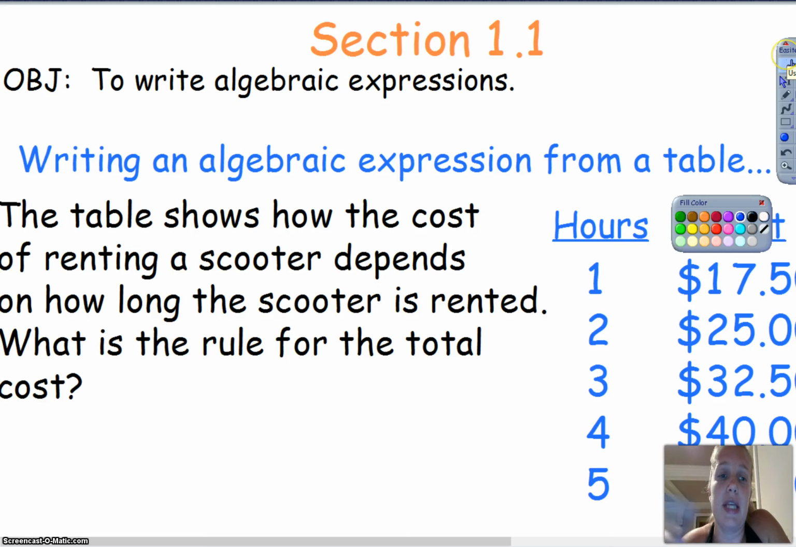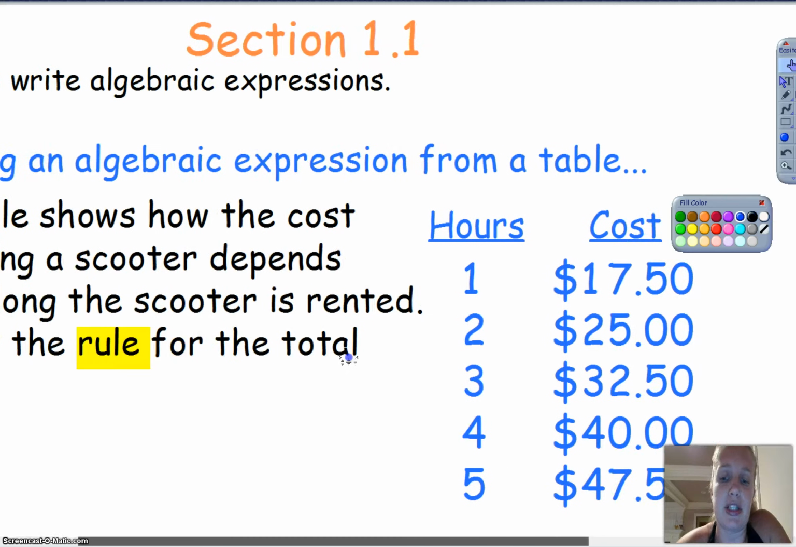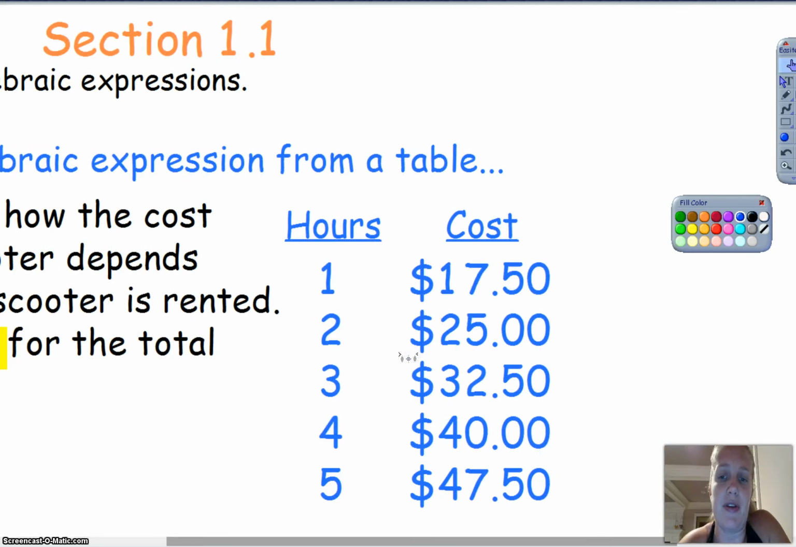It says the table shows how the cost of renting a scooter depends on how long the scooter is rented. What is the rule for the total cost? So we're going to look at our table and see if we can come up with an algebraic expression. And here's our table. That's what I would like you to write down in blue. So for 1 hour, it costs $17.50. For 2 hours, it's $25. For 3 hours of renting the scooter, it's $32.50. 4 hours is $40, and 5 hours is $47.50.